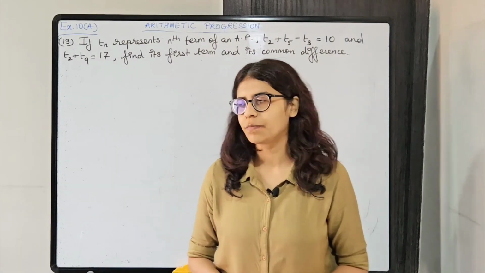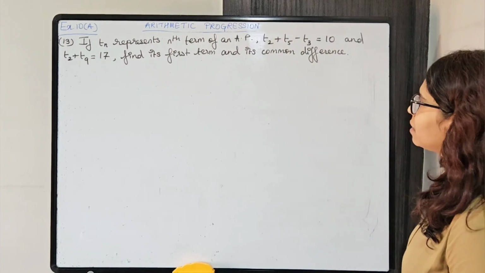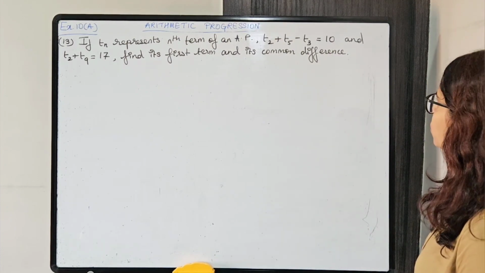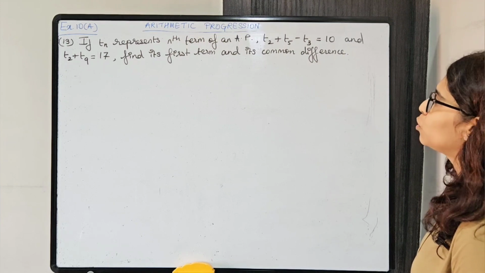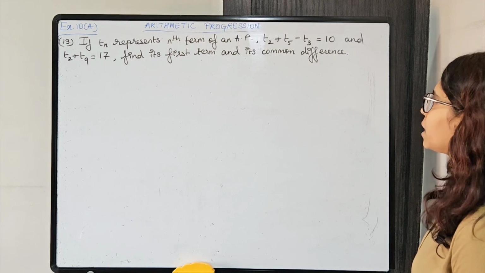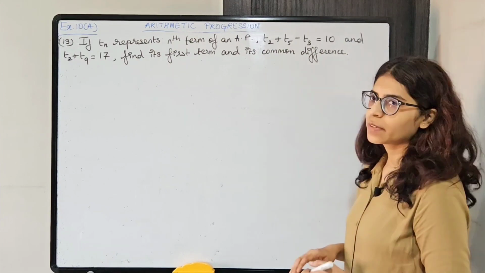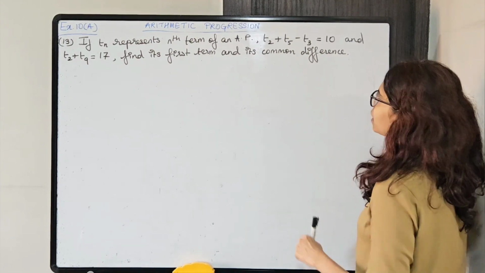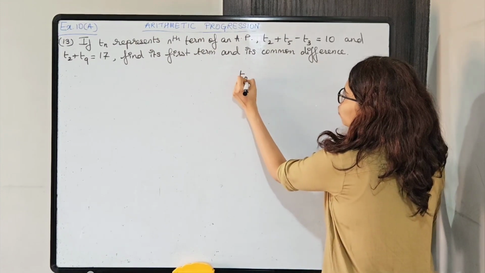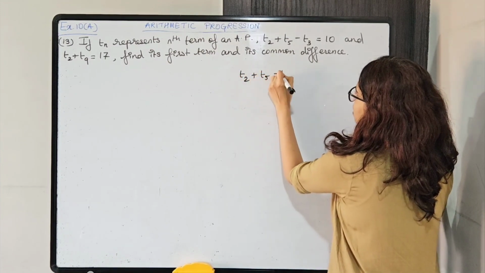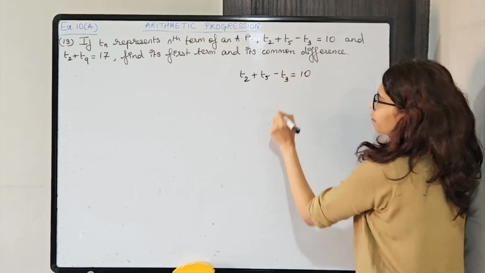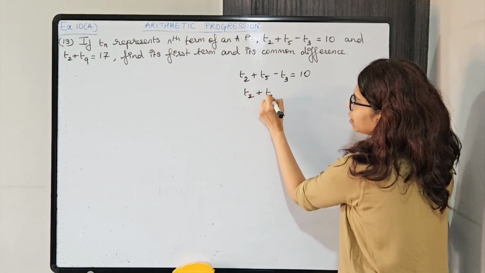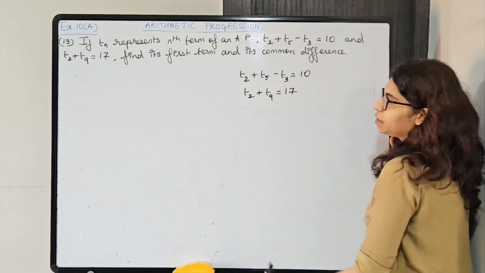Question number 13. If tn represents nth term of an AP, t2 plus t5 minus t3 is equal to 10 and t2 plus t9 is equal to 17. Find its first term and its common difference. We are not given the AP. Let's see what other information we have. We are told t2 plus t5 minus t3 is equal to 10 and t2 plus t9 is equal to 17.